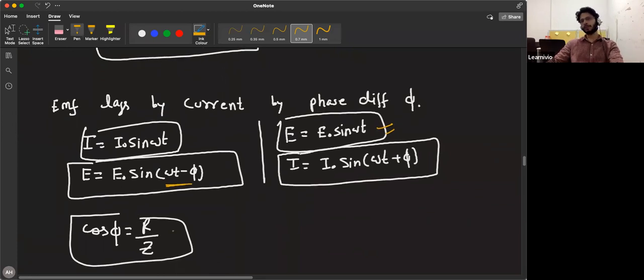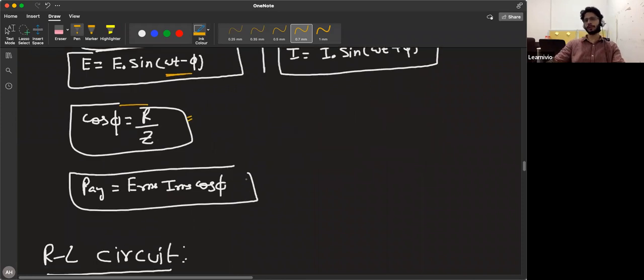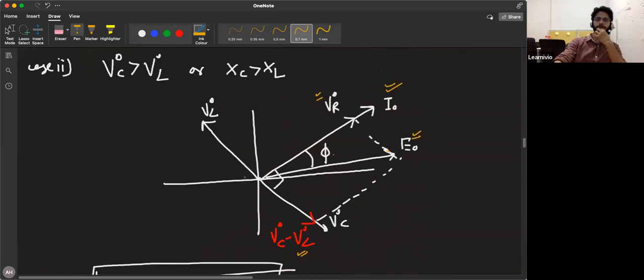And the formula for the phase constant, cos phi, the power factor, will not change; it will be R by Z only. Average power will not change; it will be E RMS times I RMS times cos phi. So that is the series LCR circuit. Just note it down from here. Just repeat all these calculations. The only difference will be that instead of XL minus XC, we're getting XC minus XL, and lead and lag will change. Just note it down.